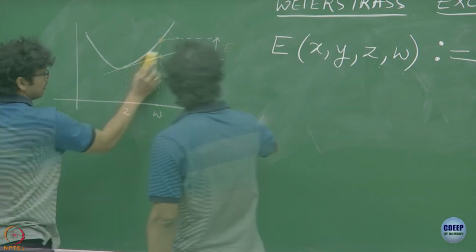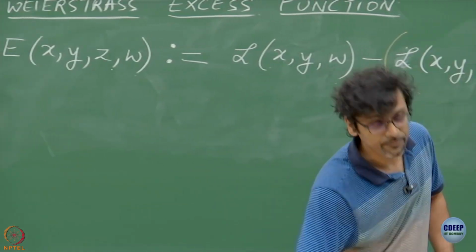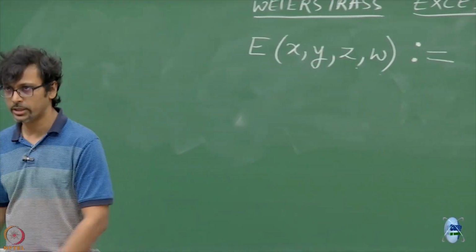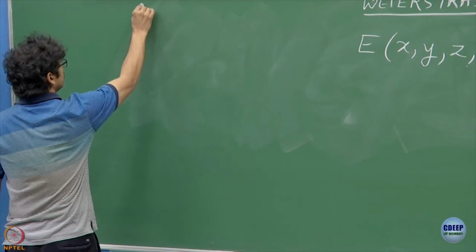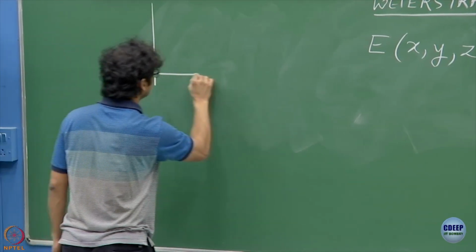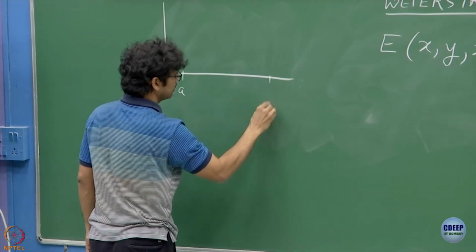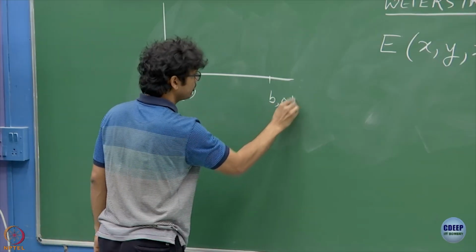So now let us be a little more explicit about the type of perturbations that are allowed at non-corner points. Let's say this is A, this is B, so A comma 0, B comma 0 if you like.